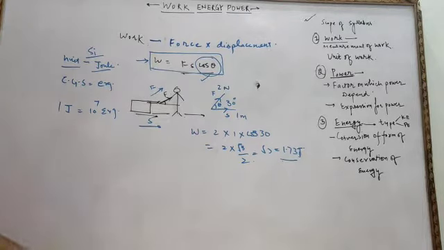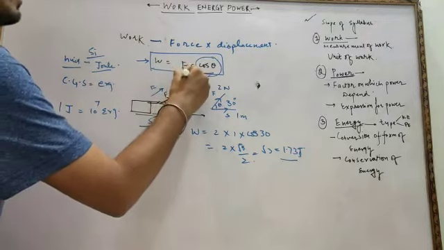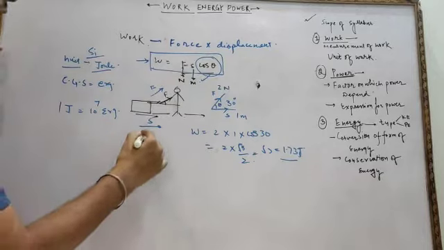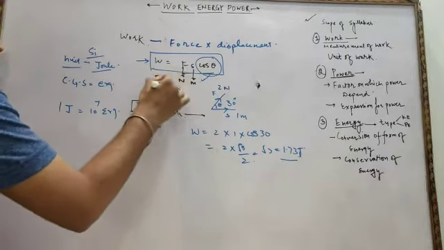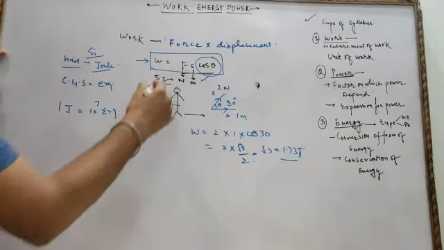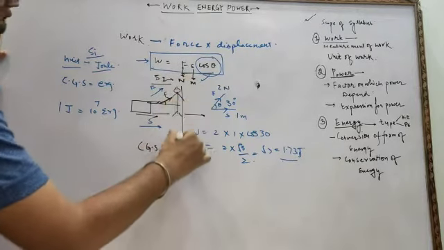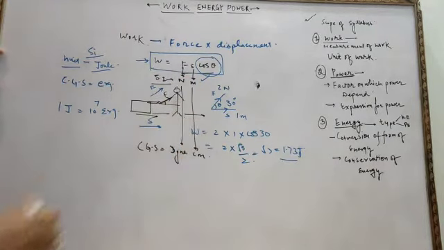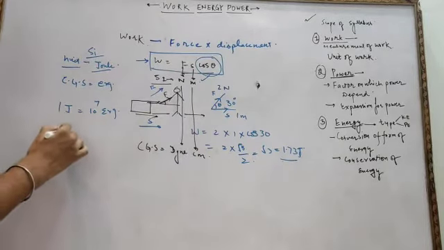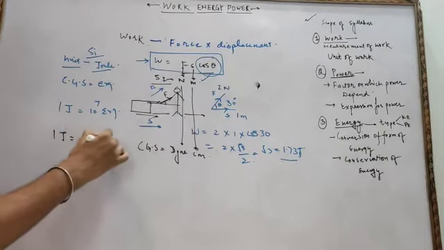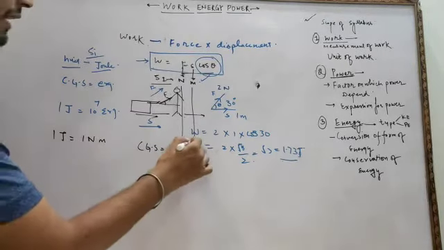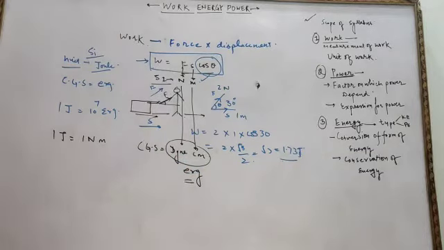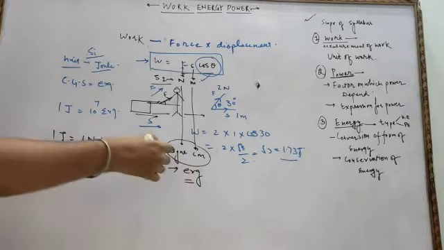How will you determine the unit of work done? The unit of force is Newton and the unit of displacement is meter. So the SI unit of work done is Newton meter. And we know very well the CGS unit of force is dyne, and the unit of displacement is centimeter. So how will you convert 1 joule? 1 joule equals 1 Newton meter, and this dyne centimeter can be replaced by one word, that is erg.